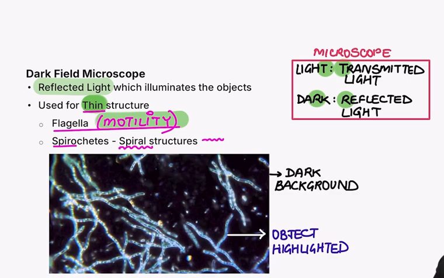The name does its own justification. Dark field tells me that the background over here has turned out to be dark, and of course, because of that, the organism is going to get highlighted. How is it that I'm using a light and I'm still getting darkness? Now let's understand this.